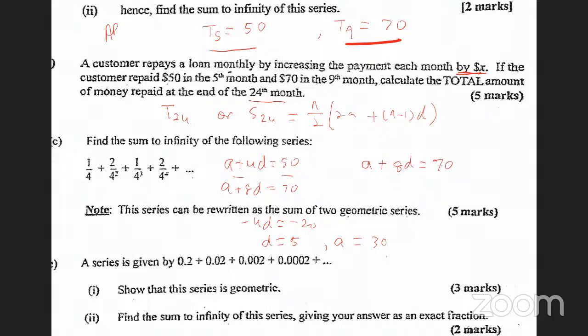Very good. Anybody can help me out here? What you all got for this sum? Plug in 24 over 2 times 2 times 30 plus 23 times D. How much you all got for the sum there? 2100. Yeah. Nice job, all. Nice work. That's supposed to be one of the harder ones, right?